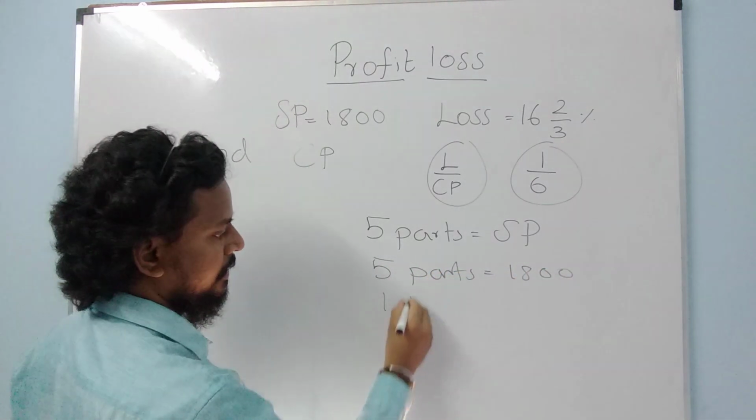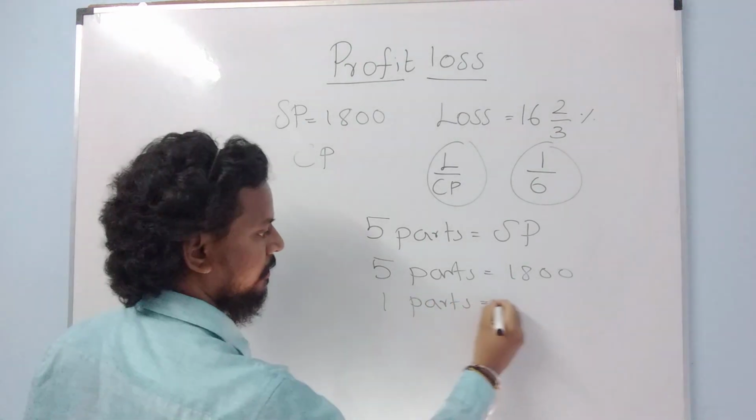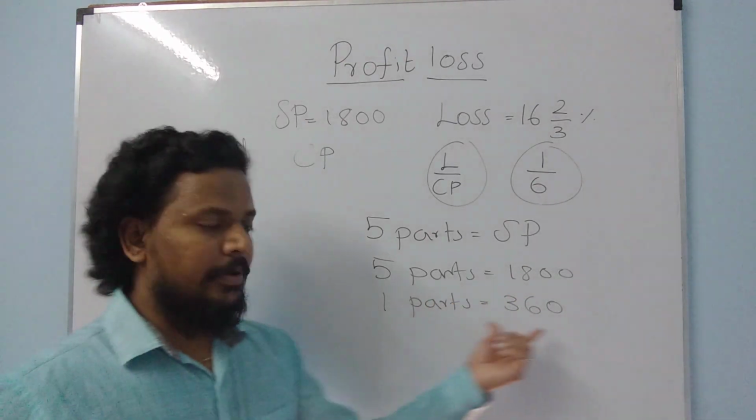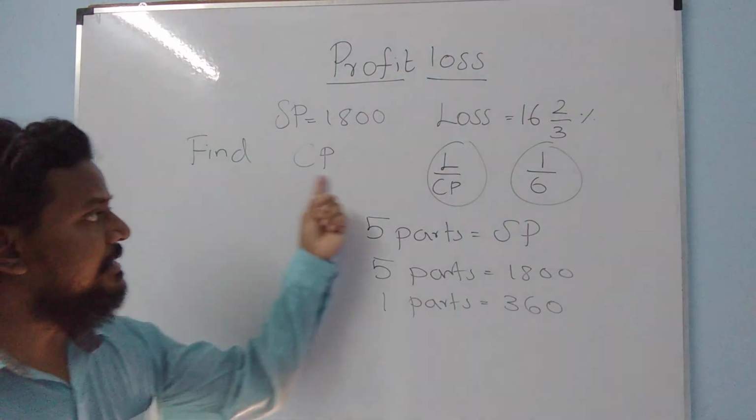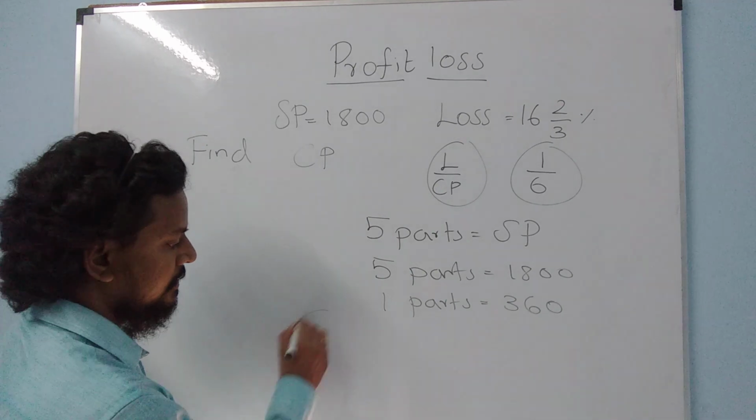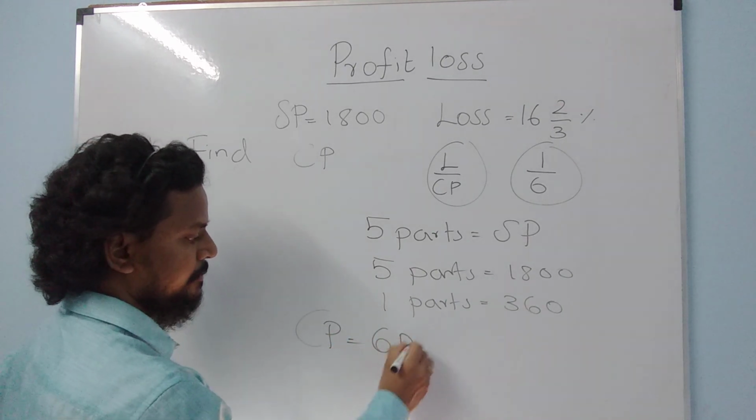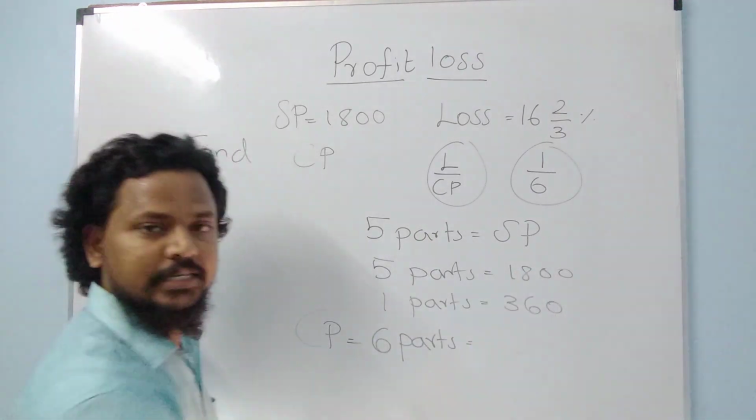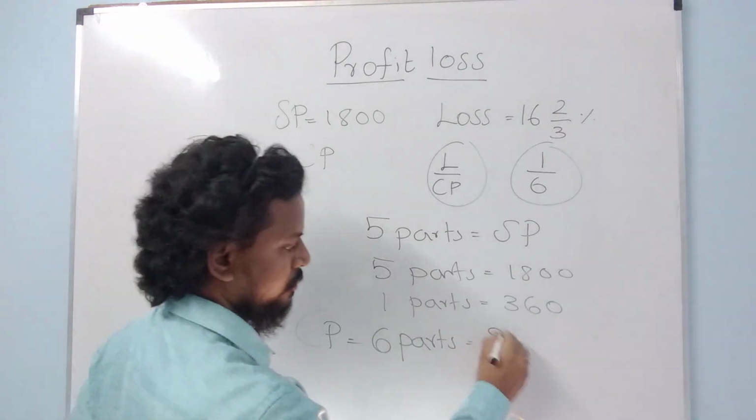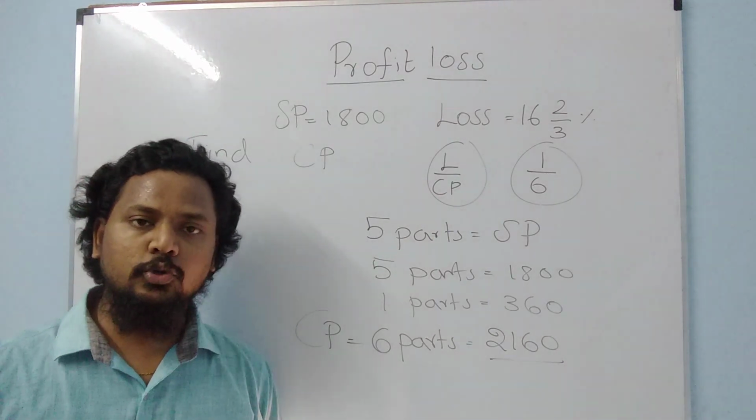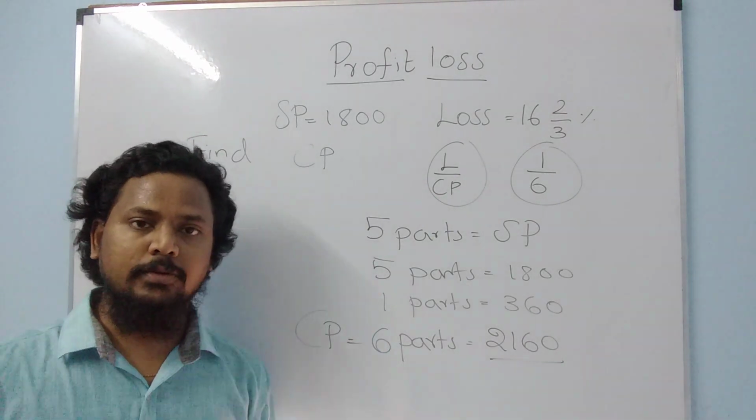Then what is 1 part? Just divide by 5, we get 360. So 1 part is 360. What is the question? Find CP. What is CP here? 6 parts. So CP equals 6 parts, which is 6 into 360, that is 2160. So my required cost price is 2160 for this problem.